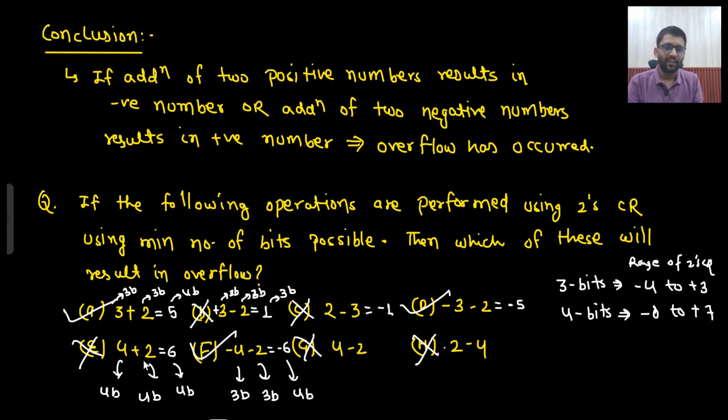4 can be represented using 4 bits only, and 2 can be represented using 3 bits, but we need to take the maximum of this. So you need to take 4 bits only. Now what is the final addition? That is 6. So 6 can be represented using this number of bits. So the answer would be correct. Overflow will not occur here. So in 1, 2, 3, only in 3 conditions overflow will occur.